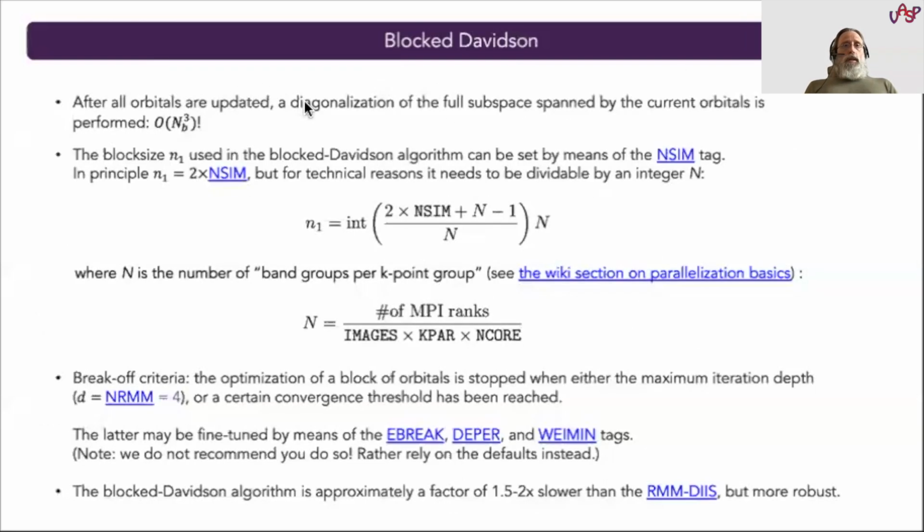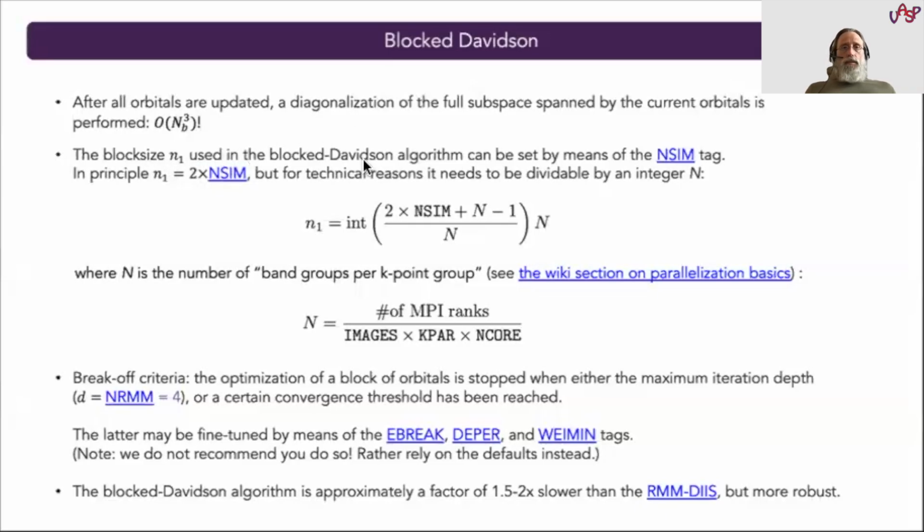So when all orbitals are updated, a diagonalization of the full subspace is done. So one single diagonalization of the full subspace spanned by the current orbitals is performed. So this is actually the worst scaling step. This scales cubically, like I said before, with the total number of orbitals. So this is the worst step that we do, but normally you don't see the effort compared to the rest of the effort in the Davidson algorithm, because the prefactor is smaller.